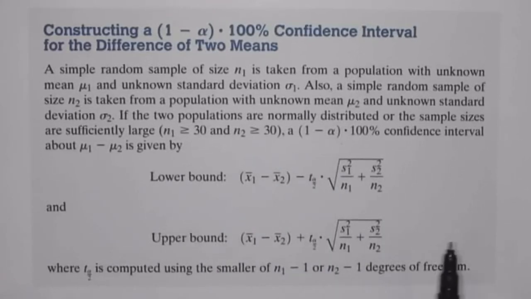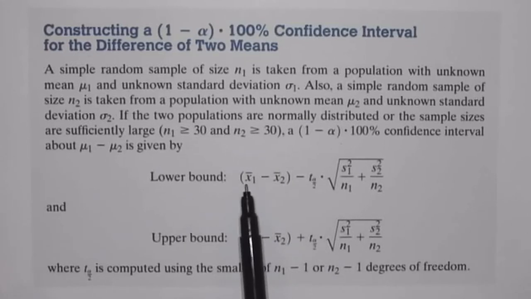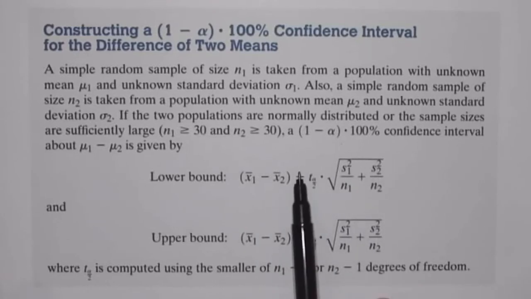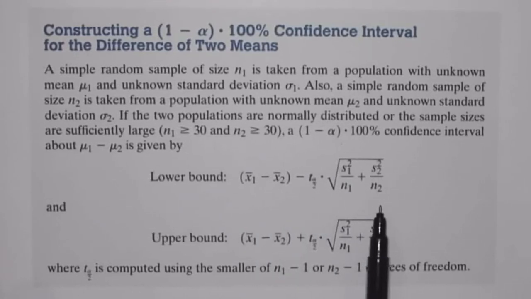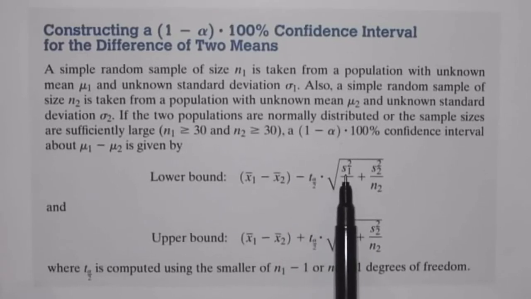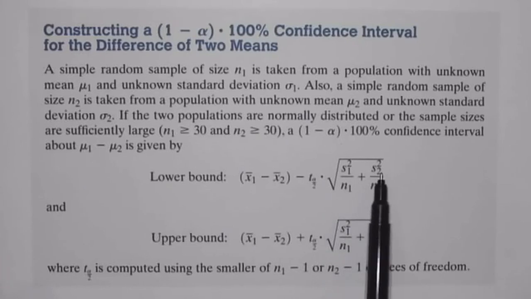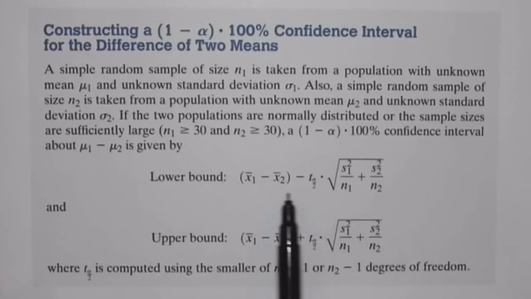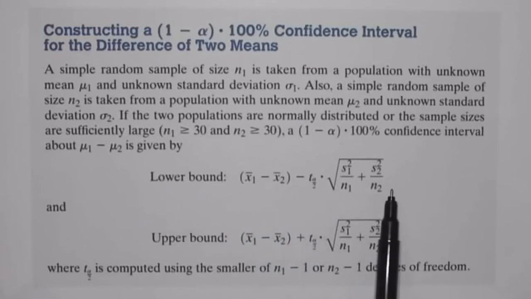So this is going to work like constructing other confidence intervals. Our point estimate will be x bar sub 1 minus x bar sub 2, and this is our formula for the margin of error for this scenario. So t sub alpha over 2 times the square root of s sub 1 squared over n sub 1 plus s sub 2 squared over n sub 2, that's going to be the margin of error. So we'll find our point estimate minus the margin of error and our point estimate plus the margin of error. Let's take a look at an example.